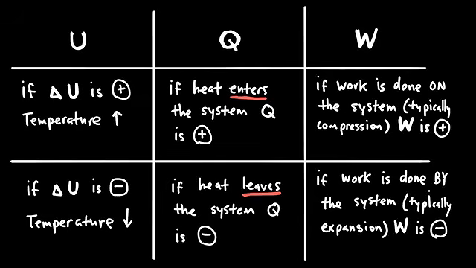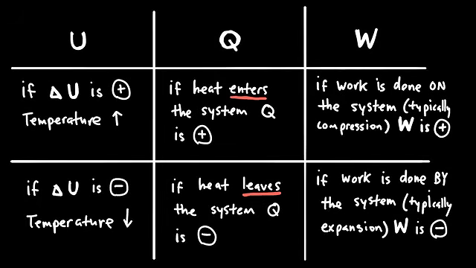And maybe that makes some sense because what we're really talking about is the gas. We don't really care so much about the environment. And so if heat is entering the system, the heat transfer should be positive because there's a positive amount of heat going to the gas. And if it's leaving, then it's going to the environment, and so that makes Q negative.